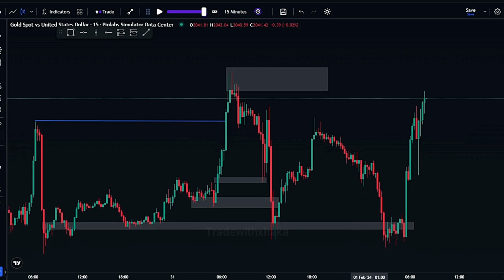That's how internal range liquidity and external range liquidity are used in trading. So pay attention to everything called liquidity. It will save you a lot of trouble. Let's move to the next topic.